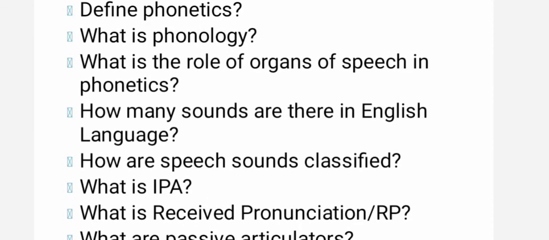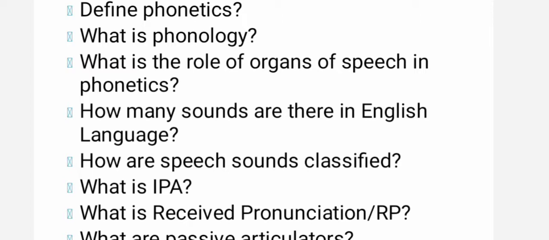Next, what is IPA? This is the International Phonetic Association or International Phonetic Alphabet. We can say it in two ways, International Phonetic Alphabet and International Phonetic Association. Both are possible.